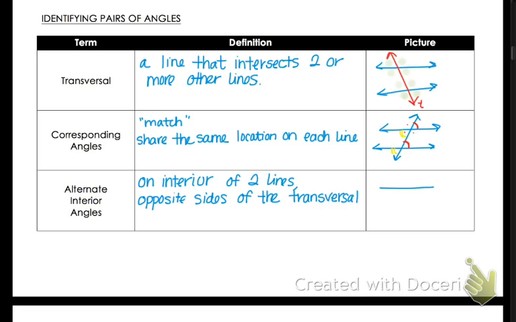So, here's my lines, here's my transversal. If I were to mark this one, then its alternate interior angle would be still between the lines, but it would be on the opposite side of the transversal there. So it would be those 2 angles. I could switch the sides, and instead of it being on the left and the right, I could be the top one on the right and the bottom one on the left. So there are 2 pairs of alternate interior angles.